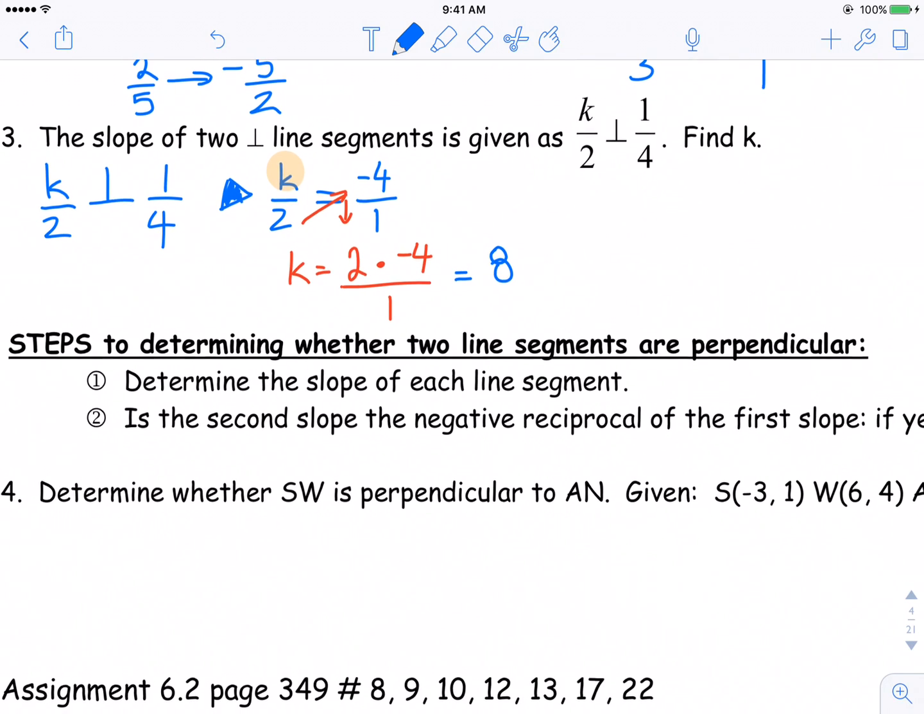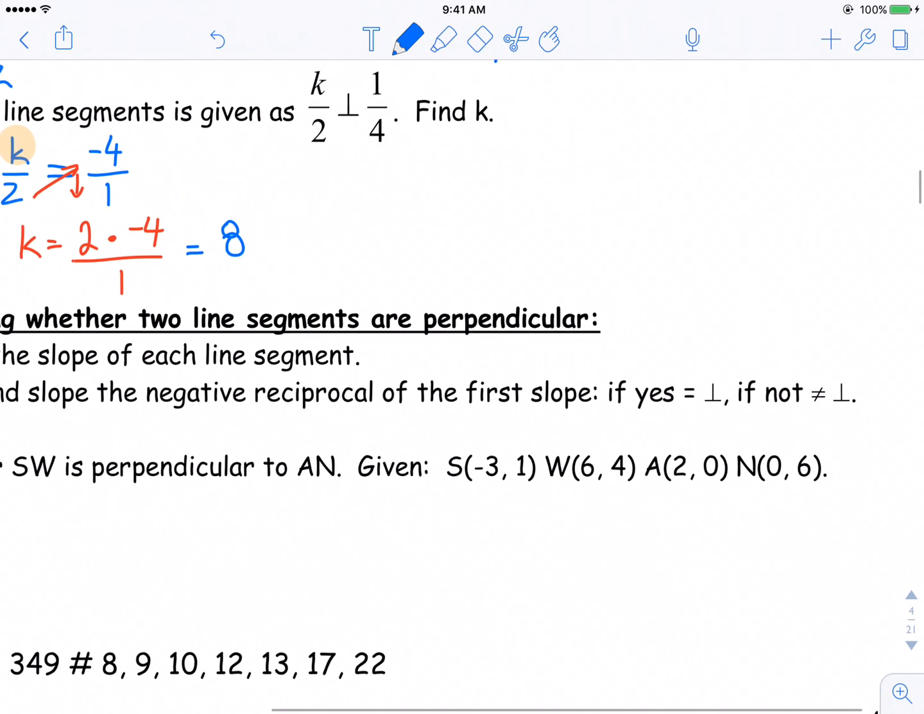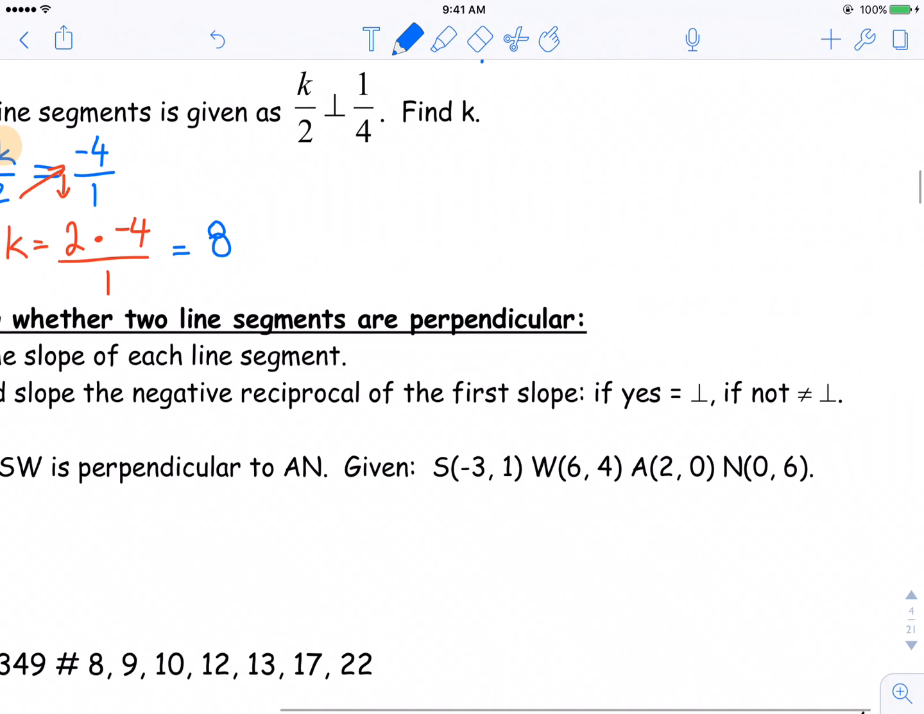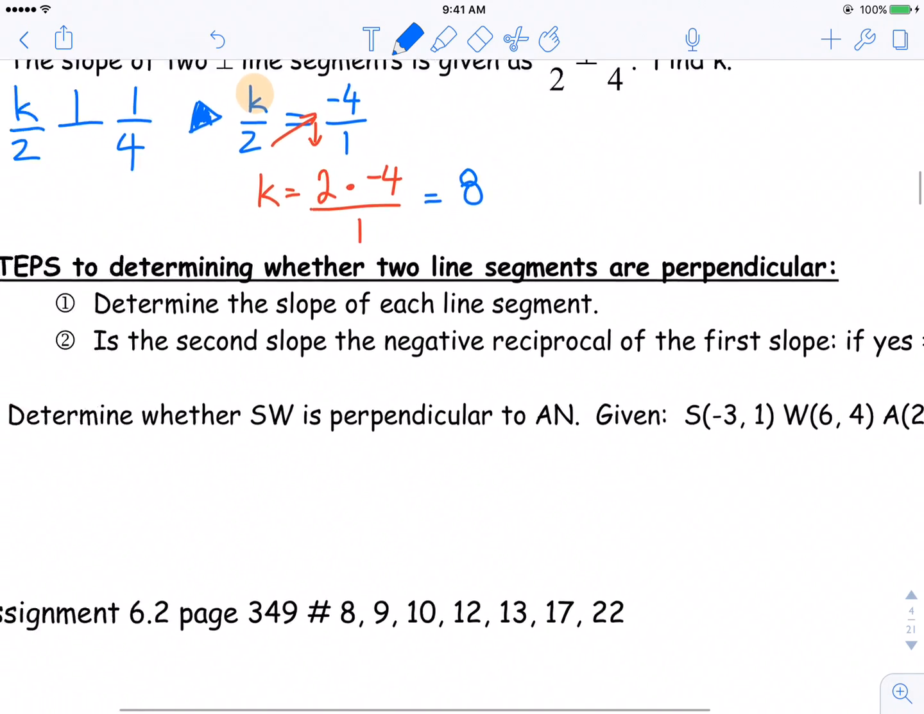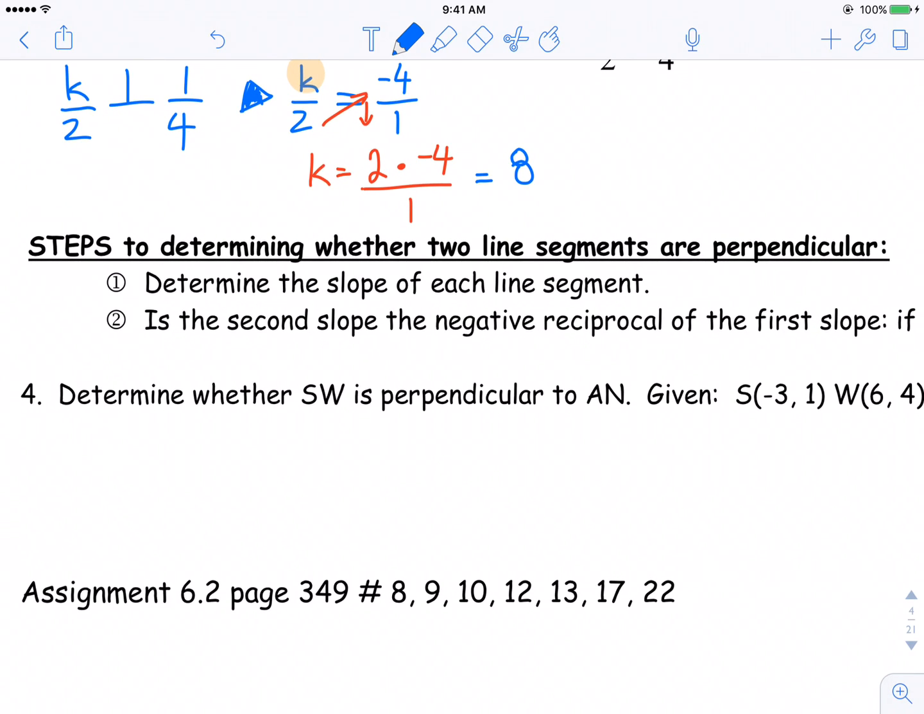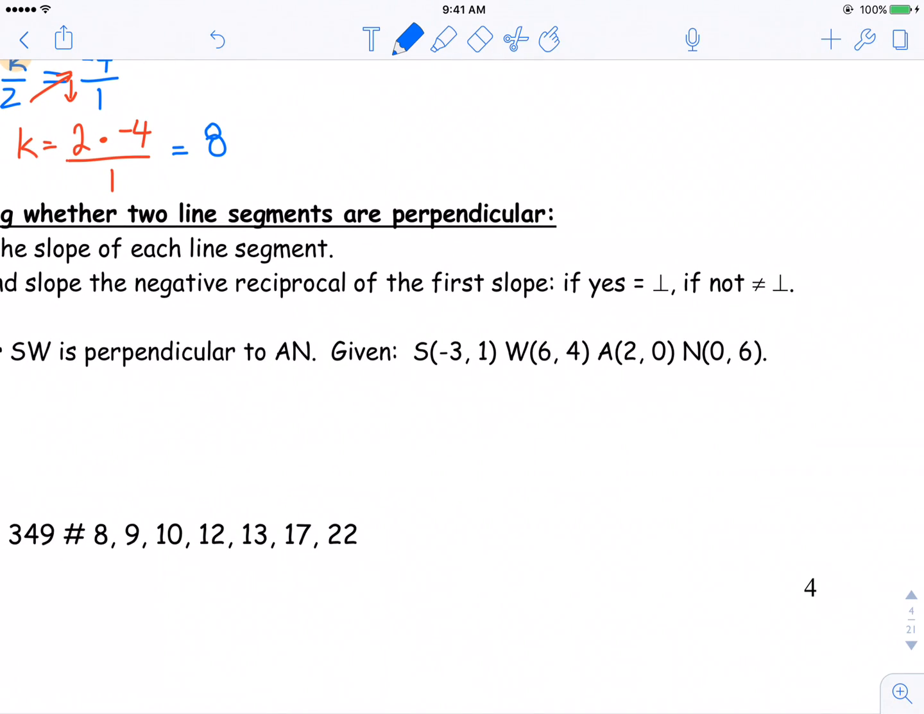And then our last example. Steps to determining whether or not two line segments are perpendicular. Determine the slope of each line segment. Is the second slope a negative reciprocal of the first? If yes, it's perpendicular. If not, well, it's not perpendicular. So 4. Determine whether SW is perpendicular to AN.